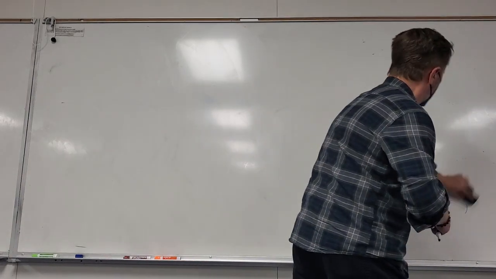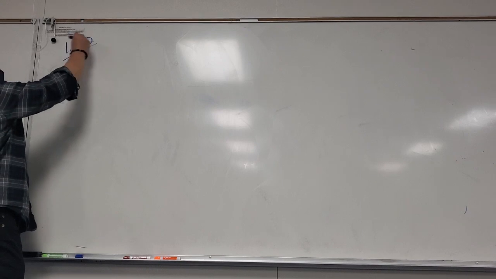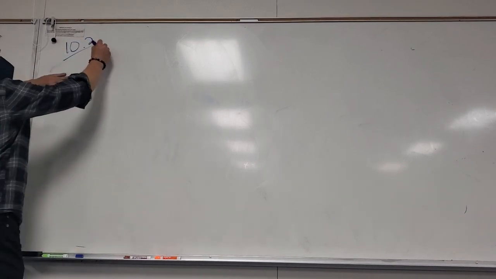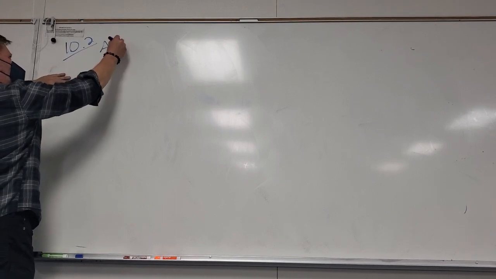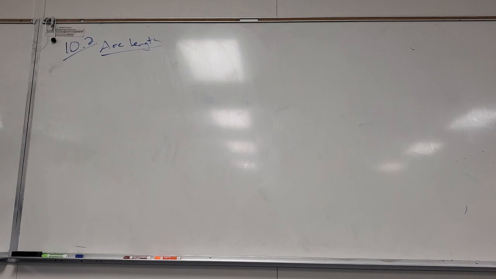The last part of section 10.2, which is what we're in, by the way. 10.2 is about the calculus of parametric curves. The last part deals with something I'm not sure everybody talked about in Calc 1, so I'm going to really quickly review the idea of arc length from Calc 1, and then we'll talk about how to do that with parametric equations.